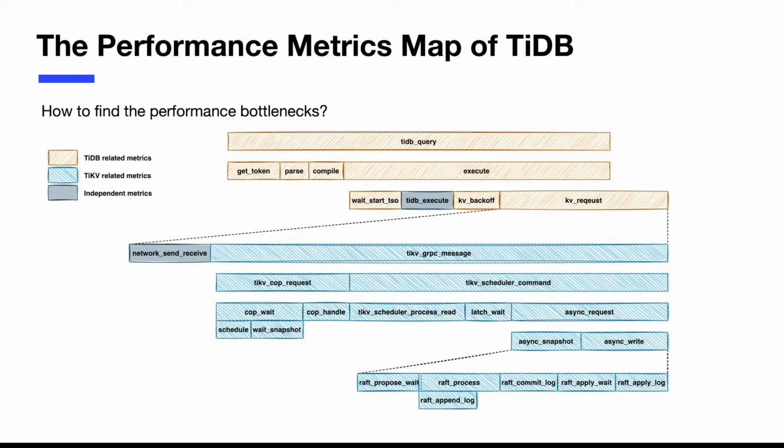Here comes the performance metrics map of TiDB. For example, TiDB has a lot of metrics. We measure the latency of getting tokens, parsing SQL or compiling SQL, and we also have a lot of metrics from TiKV, right? All those metrics help us reduce the performance tuning time.